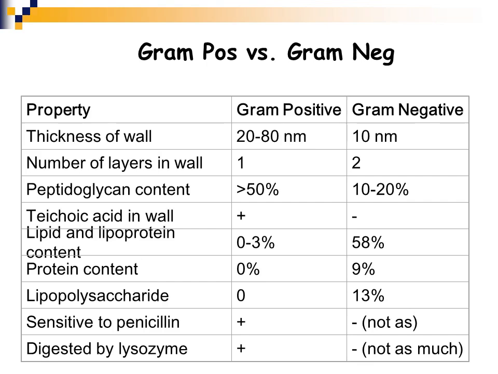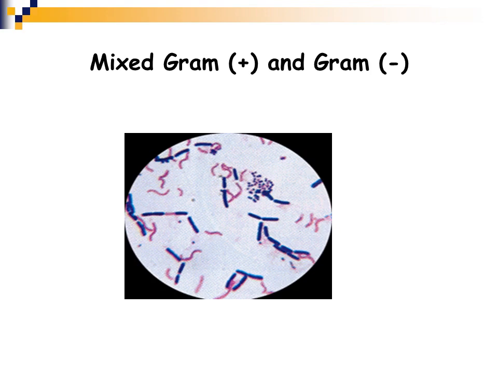Here is a chart of gram-positive versus gram-negative bacteria in terms of their various properties. This is under a microscope where you can see a mixture of both gram-positive and gram-negative cells.